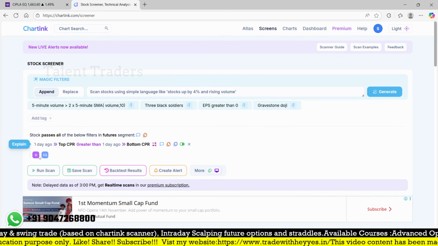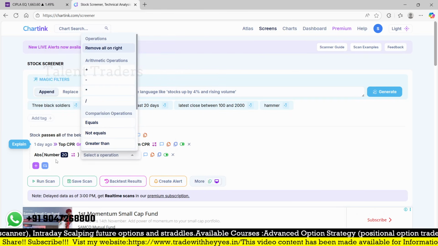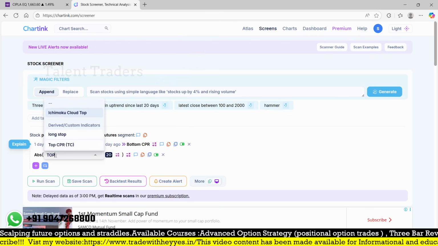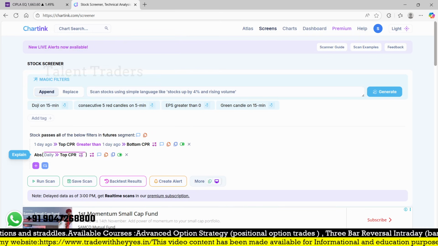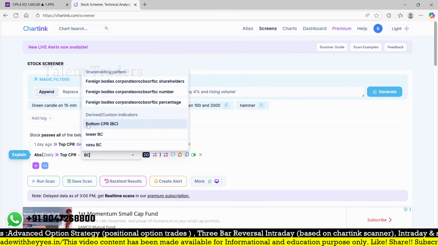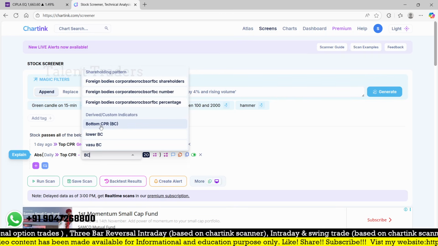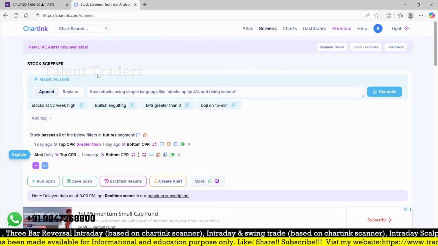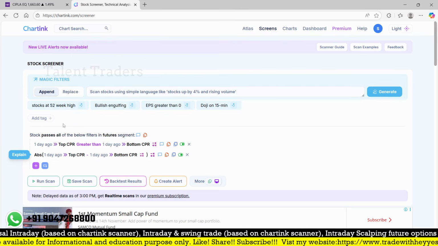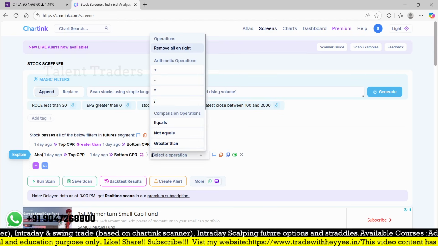So how do I use an ABS? ABS is an absolute value. So here top TC, that is TC minus BC. Bottom CPR. So I use 1 day ago. So why am I using 1 day ago? I told you earlier. Then it should be these values.